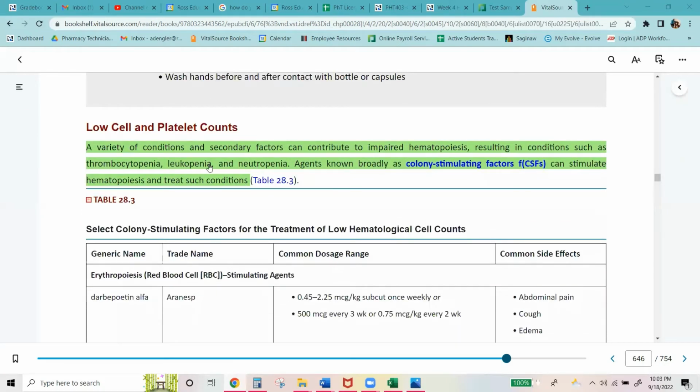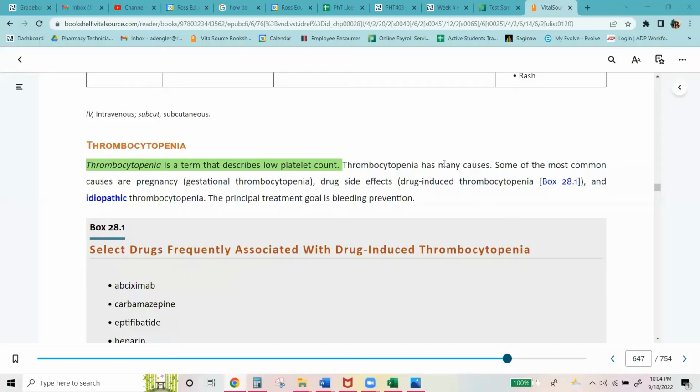A variety of conditions and secondary factors can contribute to impaired hematopoiesis, resulting in conditions such as thrombocytopenia, leukopenia, and neutropenia. Agents known broadly as colony-stimulating factors can stimulate hematopoiesis and treat such conditions.